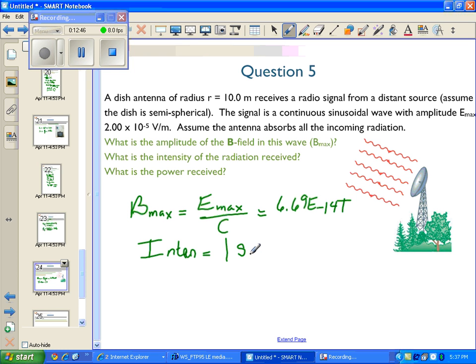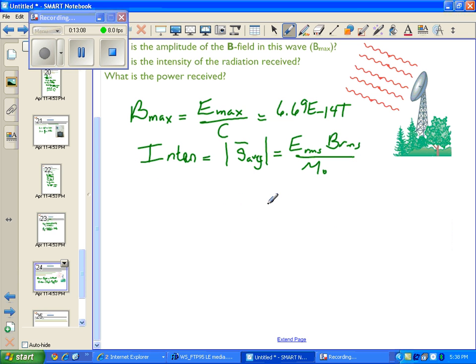is going to be given by the average of the Poynting vector, and here we can obtain it by taking the RMS value of the electric field, multiplying it by the RMS value of the magnetic field, divided by mu naught. Well, we've got Emax, we've got Bmax, and we know that these two divided by the square root of 2 will give us E_RMS, B_RMS, divided by mu naught. So we can take Emax times Bmax. These are both divided by the square root of 2. Well, square root of 2 times square root of 2 is 2.